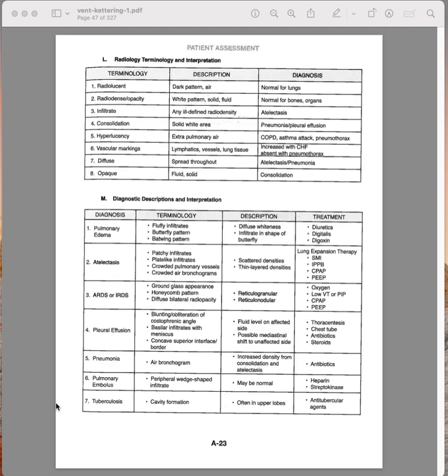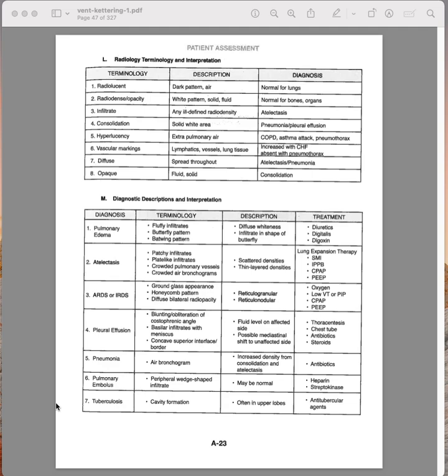Diagnosis for pneumonia. Terminology would be air bronchogram. Description: increased density for consolidation and atelectasis. Treatment: antibiotics. Diagnosis: pulmonary embolus. Terminology you're looking for is peripheral wedge-shaped infiltrate. Description would be maybe normal. Treatment: heparin or streptokinase.